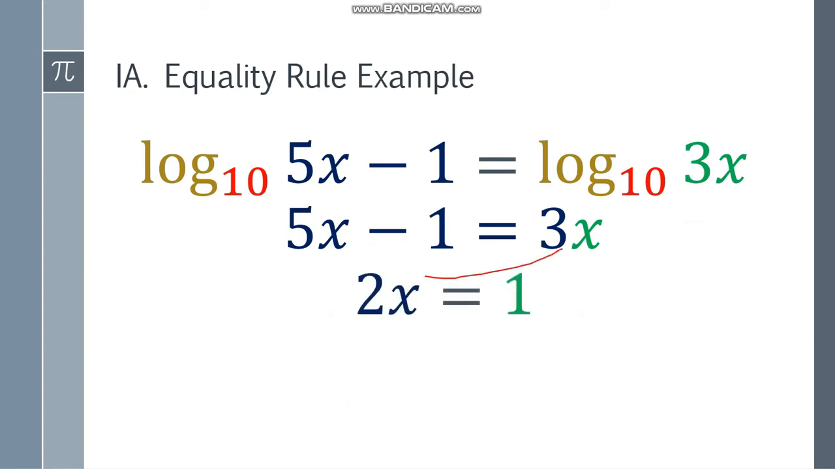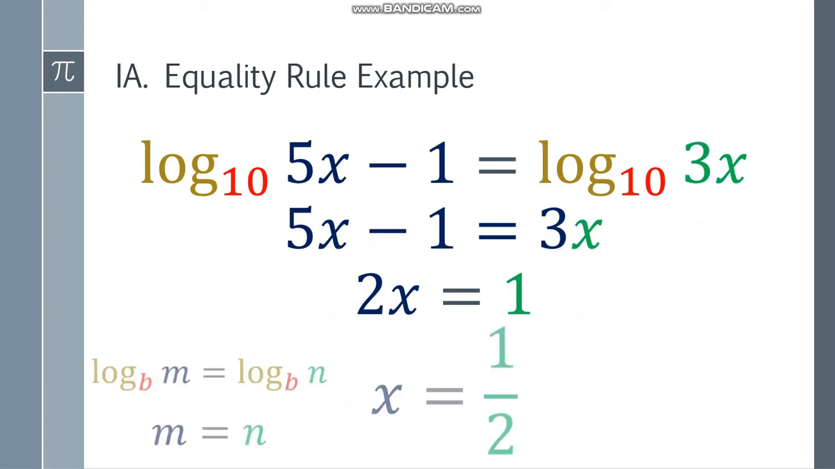Kailangan mo lang, hanapin mo na yung value ng x. So, lipat mo yung 3x sa kabila, yung negative 1 dito. So, that will be 2x equal to 1, and x is equal to 1 half.